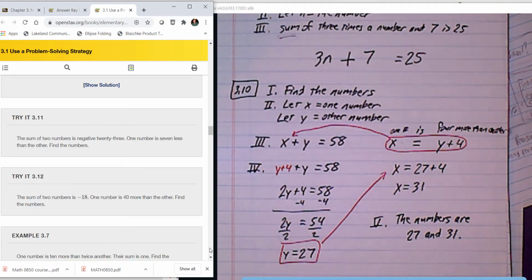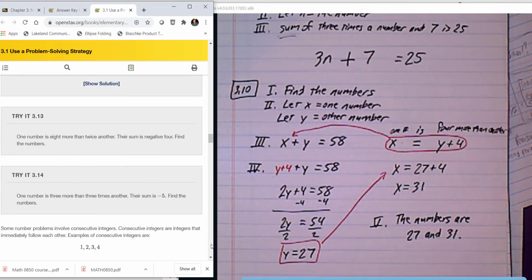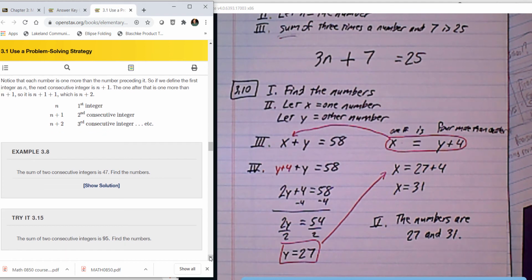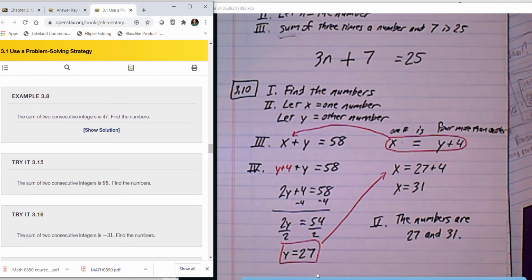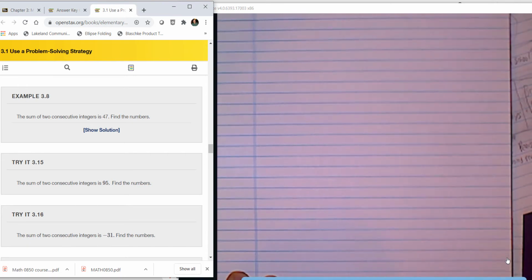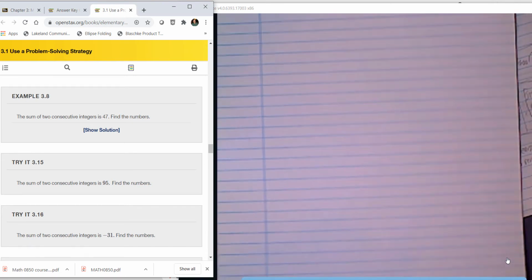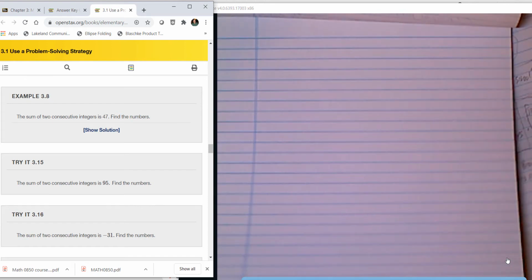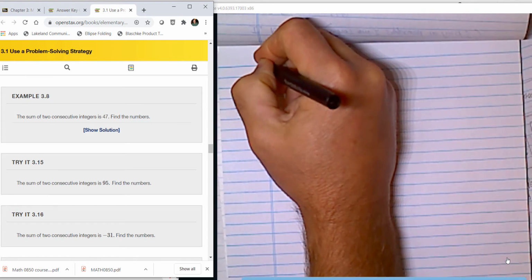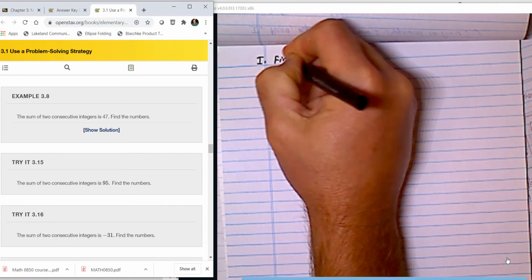Okay, we have a few more to do here. I'm going to skip 12, it's a lot like 10. And 14 is as well. We're going to move on to these consecutive integer problems, and so the next one I'm going to try is number 16. When you read problem 16, you're asking, what am I supposed to find? So step 1. It says find the integers.